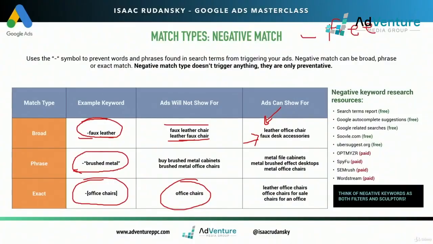You also need to understand research tools for negative keywords, and we're going to talk about those as well. You're going to take a look at the search terms report, which is free. Google autocomplete suggestions, free. Google related searches, free. Soovle.com, which is a really, really cool website, gives you some great positive and negative keyword suggestions. It's free. Ubersuggest.org, we've mentioned that in the keyword research and keyword planning sections, free. And then some paid versions: Optmyzr, SpyFu, SEMrush. WordStream also has a more expensive, but more agency-oriented management software that also makes finding and adding negative keywords a breeze.